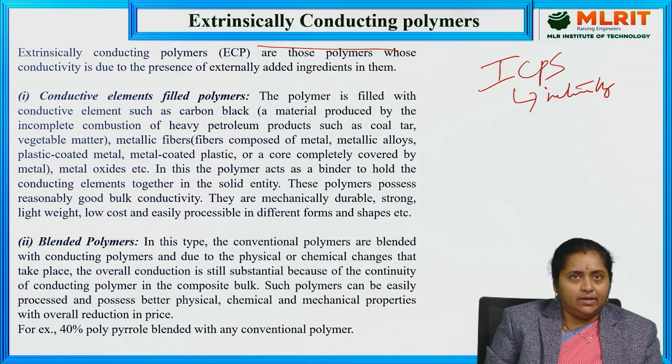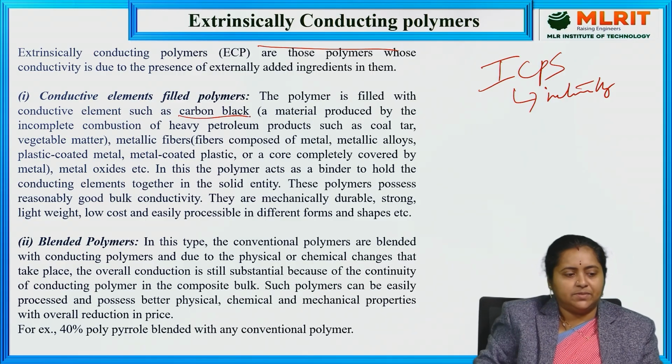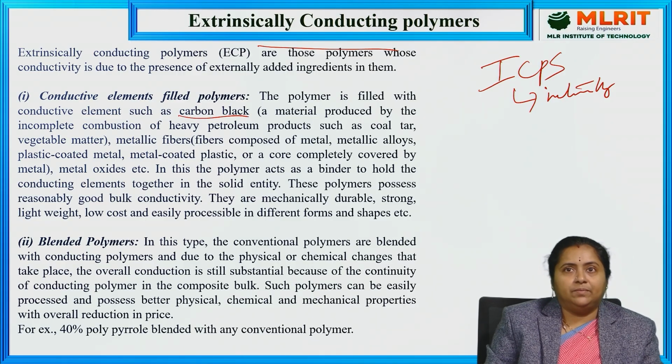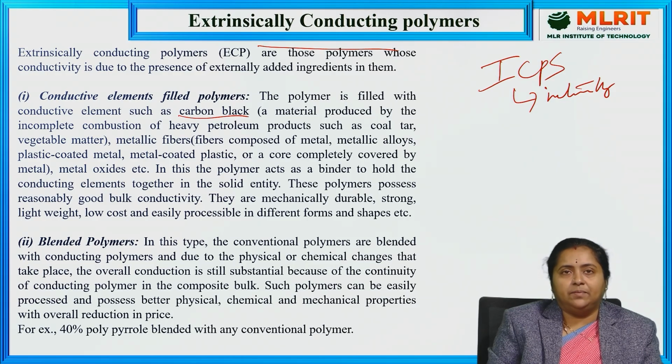In these conductive elements, we need to consider examples. A few examples include carbon black. Carbon black is a material that is produced by incomplete combustion of heavy petroleum products like coal tar, vegetable matter, etc. And then metallic fibers and metallic oxides, anything we can consider. These will play the role of conductive element. These are able to impart a conduction property to the polymers that we have considered. When these are added in proper proportions to the ICPs, the conducting polymers, they will be able to increase the conduction capacity of these conducting polymers.